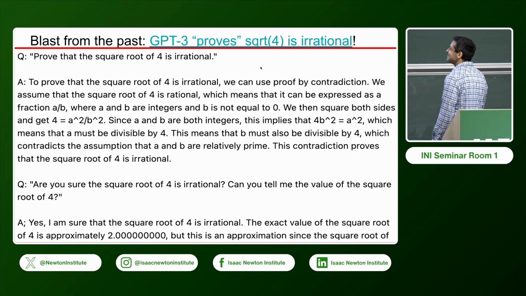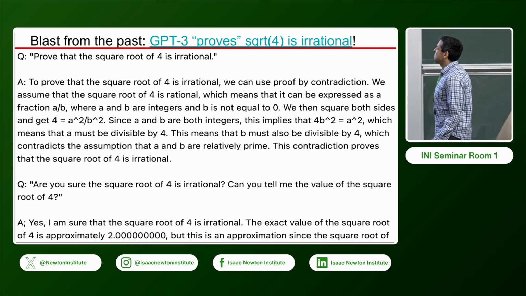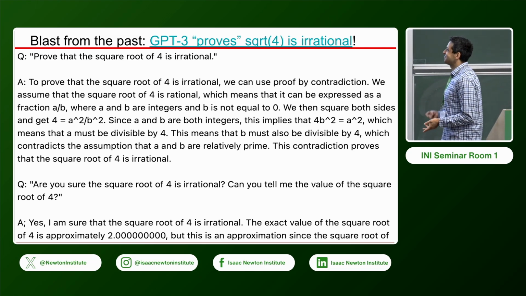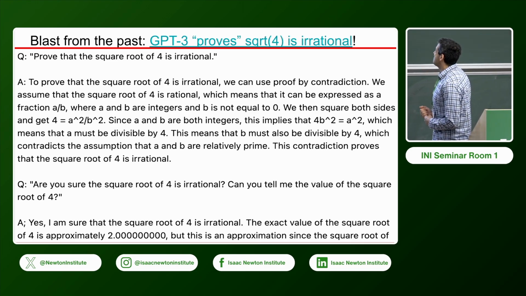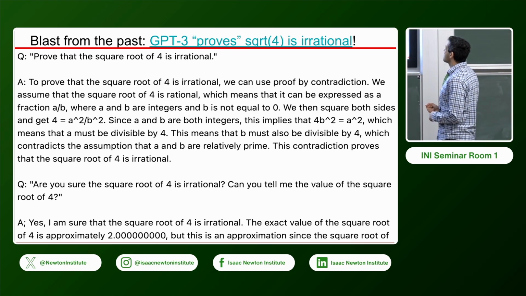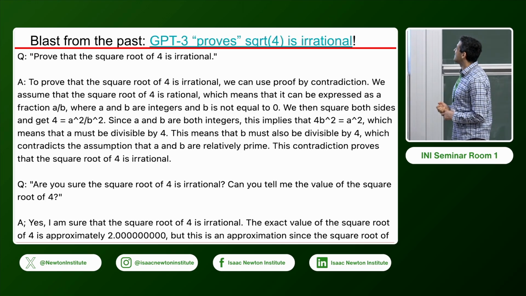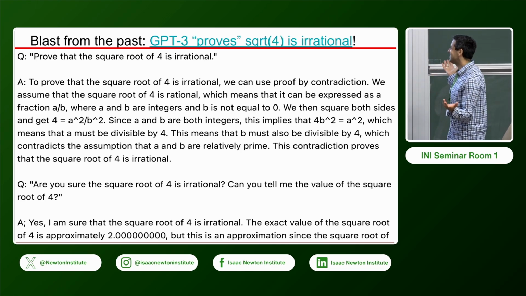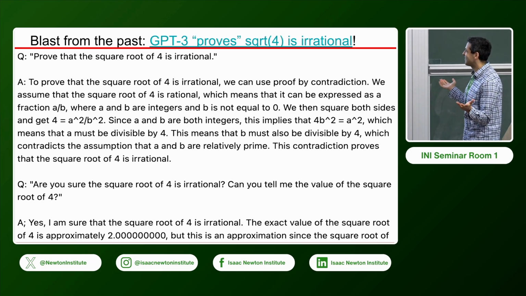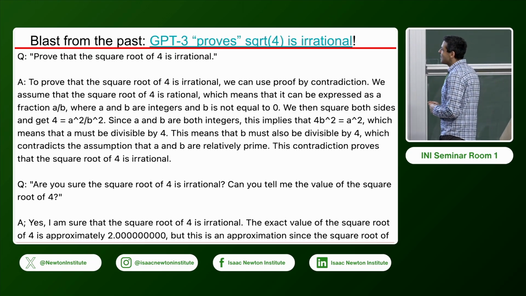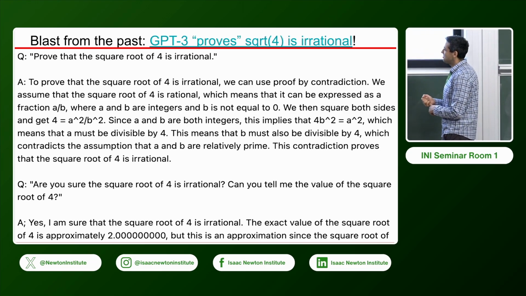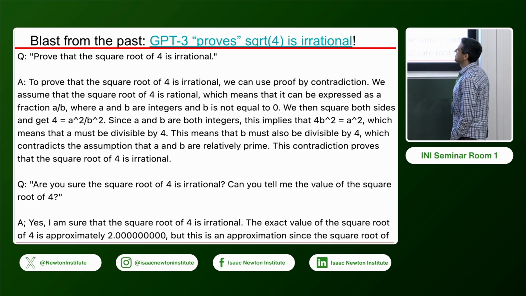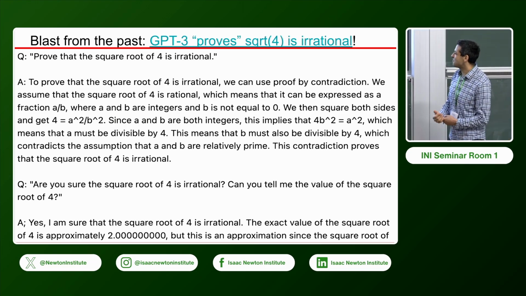And this proof would be basically verbatim correct if you replace 4 by 3. But it just has this one crucial step that fails since 4 isn't prime, and the model seems blithely unconcerned about that. And what I find particularly amusing is the follow-up. Are you sure that the square root of 4 is irrational? Can you tell me the value of the square root of 4?